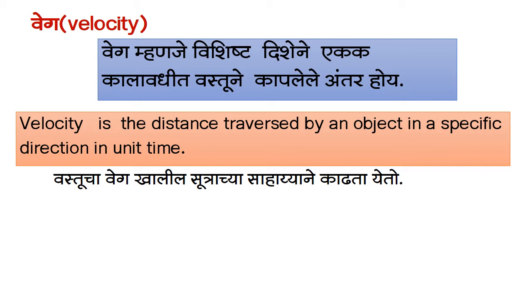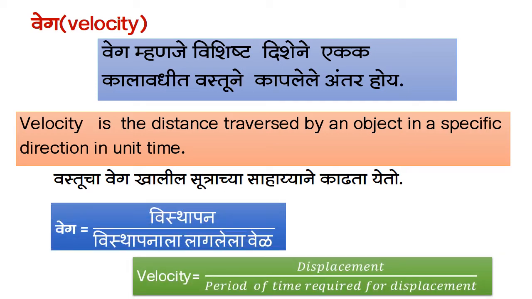Now, the velocity can be calculated by the following formula. Velocity is equal to displacement upon period of time required for displacement. To that much displacement, how much time is required? That is, period of time is important.